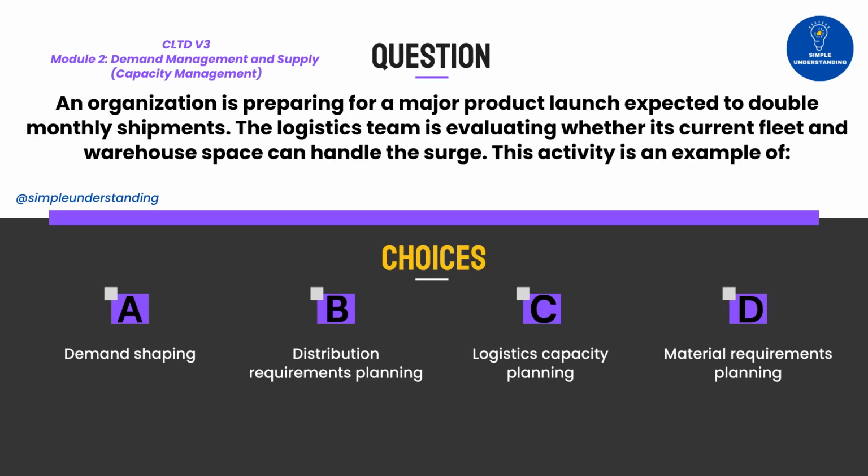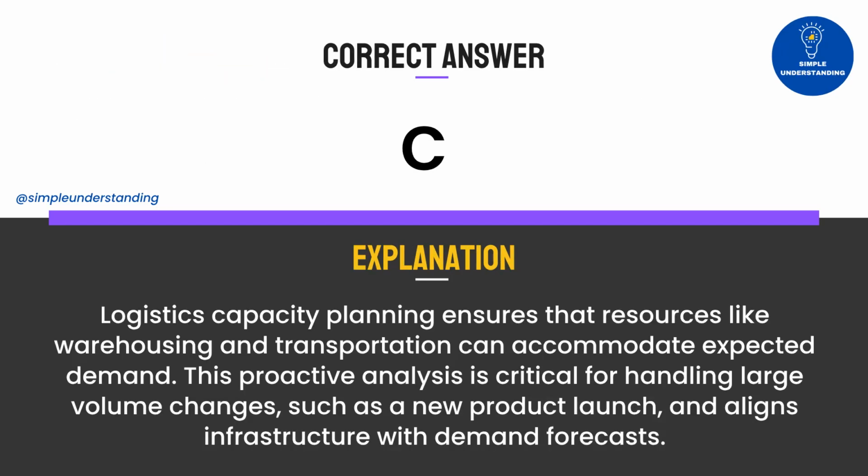Question 3. An organization is preparing for a major product launch expected to double monthly shipments. The logistics team is evaluating whether its current fleet and warehouse space can handle the surge. This activity is an example of A. Demand shaping. B. Distribution requirements planning. C. Logistics capacity planning. D. Material requirements planning. Correct answer: C.